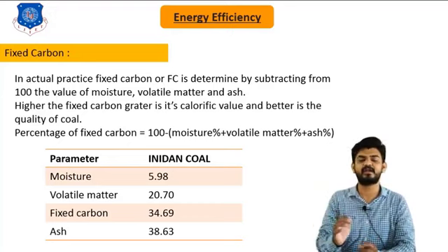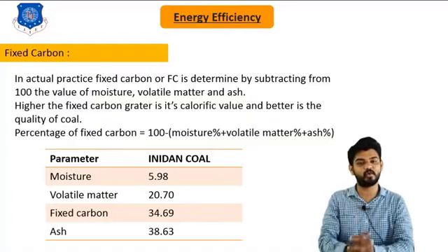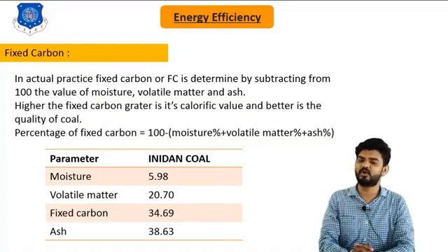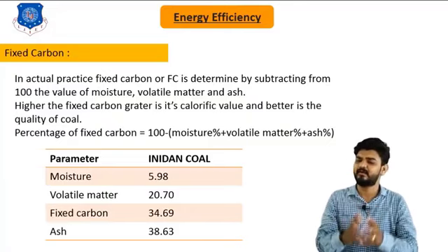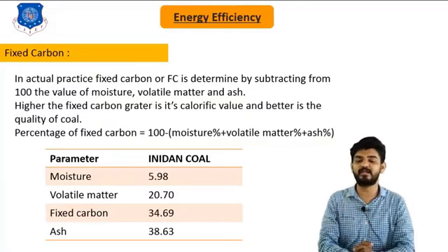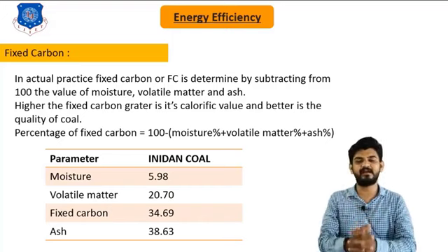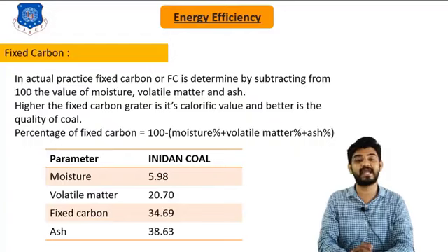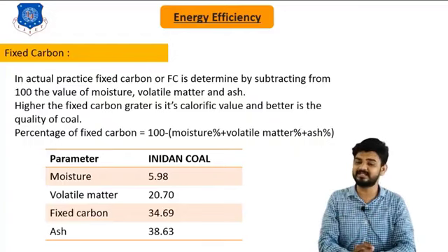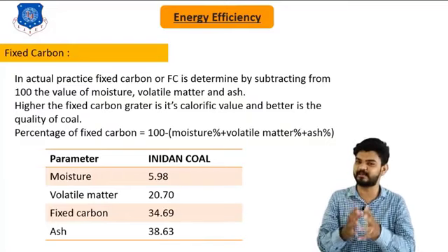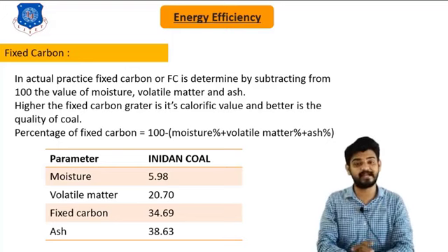Here in the table you can see the typical proximate analysis of Indian coal, which includes moisture of around 5.98%, while the volatile matter in Indian coal is around 20.7%, while fixed carbon is around 34.69% and the ash content of typical Indian coal is around 38.63%. So this is all about the proximate analysis.